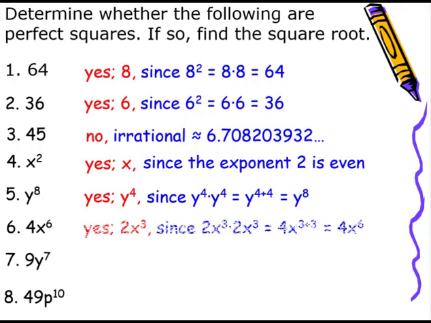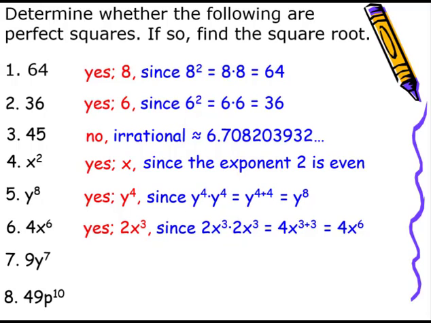4x to the 6th, yes, is a perfect square. The square root of 4x to the 6th is 2x cubed, since 2x cubed times 2x cubed is equal to 4x to the 3 plus 3 power, which is equal to 4x to the 6th.